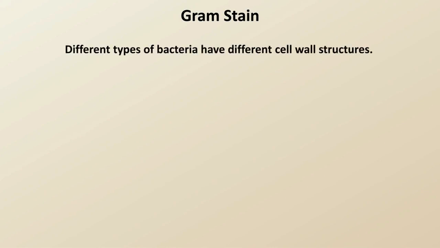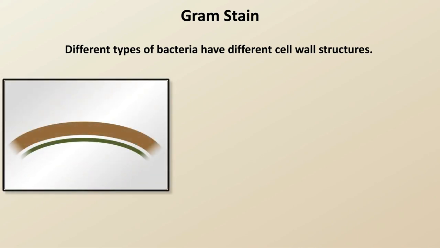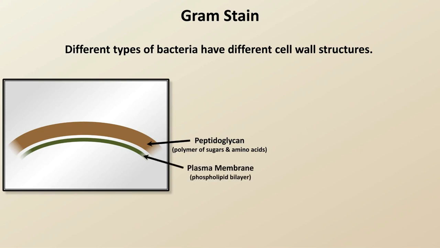Let's talk about gram staining for a few minutes. The gram stain depends upon the fact that different types of bacteria have different cell wall structures. Most bacteria fall into one of two categories. In the first, the outer boundary of the cell is defined by a thick wall of peptidoglycan, which is a polymer of sugars and amino acids. Just inside the peptidoglycan is a thin plasma membrane, which, as most plasma membranes, is composed predominantly of a phospholipid bilayer. Bacteria which have this structure are referred to as gram-positive.